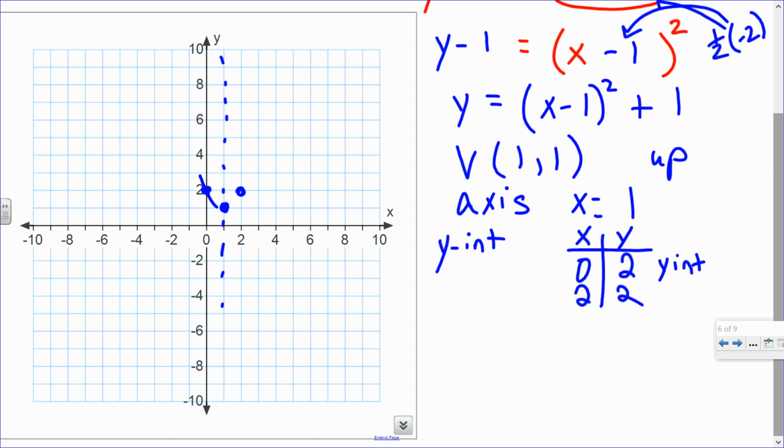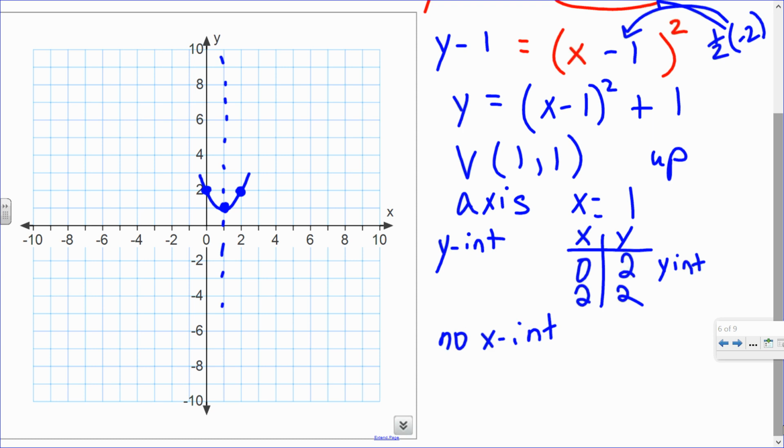It is opening up, so tell me about y-intercepts. Catalina, tell me about x-intercepts. So there are no x-intercepts. And so we probably ought to get another couple of points on there just so we know how fat or skinny to draw this thing so our graph looks decent. So we can pick something else.